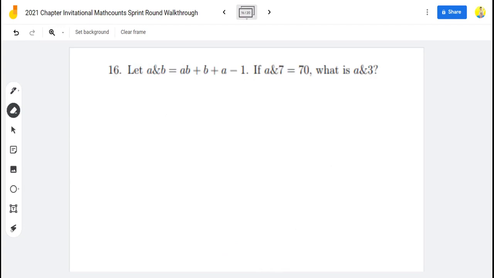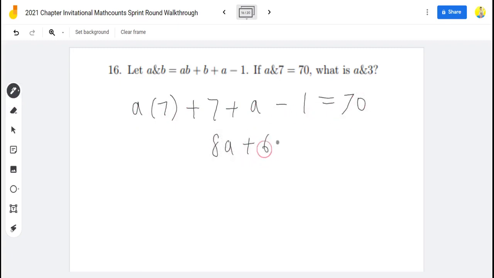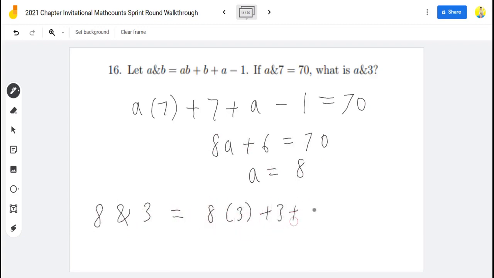Moving on to question number 16. Let a and b equal a times b plus a minus 1. If a and 7 equals 70, what is a and 3? So a and 7 is just a times 7 plus 7 plus a minus 1, which equals 70. This means that a plus 6 equals 70, meaning that a equals 8. So 8 and 3 equals 8 times 3 plus 3 plus 8 minus 1, which is just equal to 34. So our final answer is just 34.